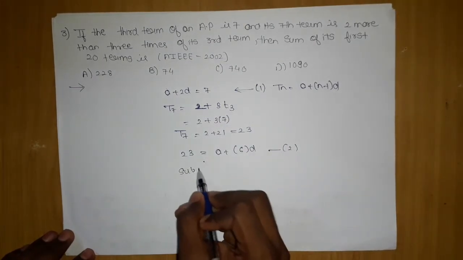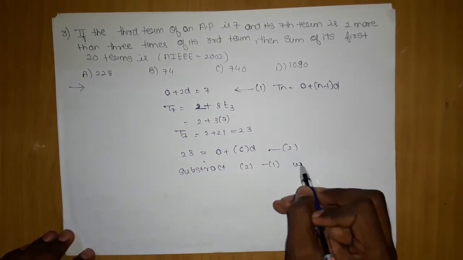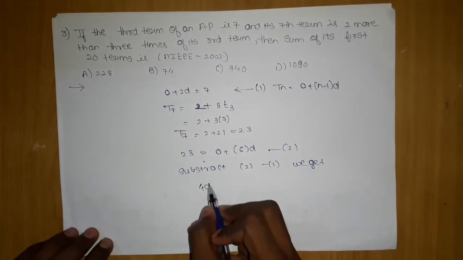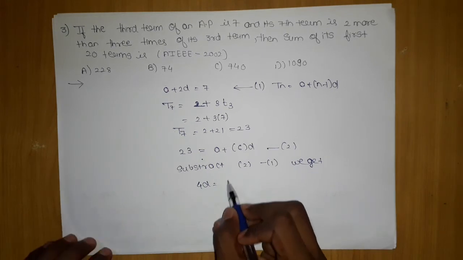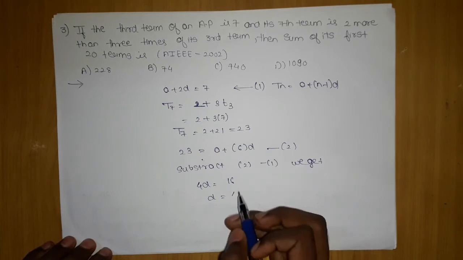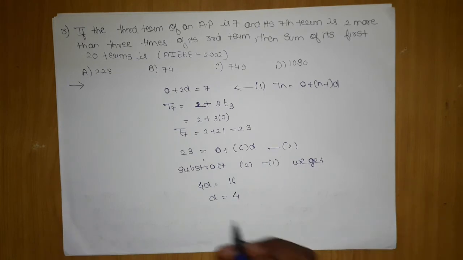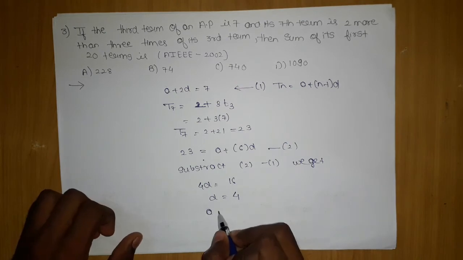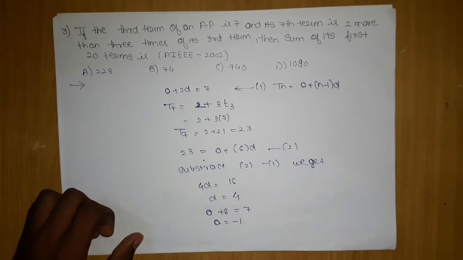So subtract 2 minus 1, we get 4d equals, 7 will be subtracted from 23, 16, giving me d equals 4. So we are getting d equals 4. And what do we get after this? If I substitute d equals 4 in the first equation, what do I have? a plus 8 equals 7, giving me a equals minus 1. So I got my a negative.